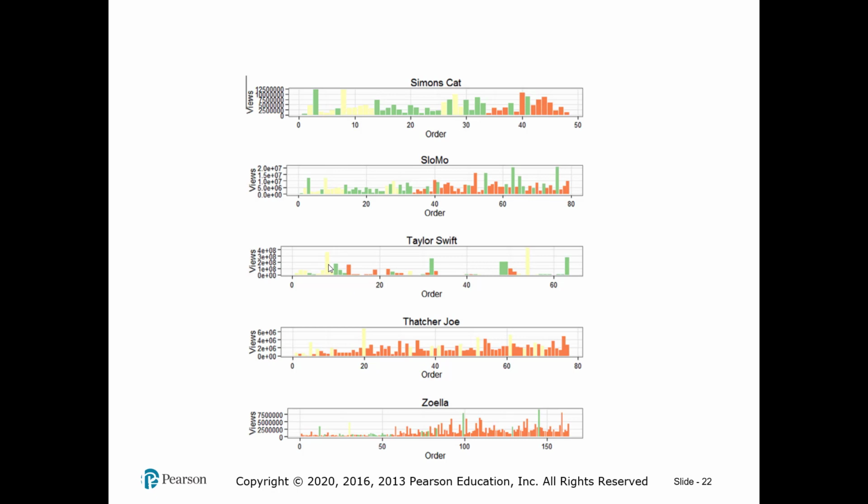And a few more. We have our friend Taylor Swift. It's a little bit hard to see because this is a commercial channel, but we have some videos that gain traction. Remember, there's a lot of interaction with the types of media with Taylor Swift. She's not just a YouTube channel. And then we have some British ones here, Thatcher, Joe, and Zoella. And then the Simon's Cat cartoons. And again, we have more viral videos towards the end, and then the beginning, and we've got an inbuilt audience towards the end.